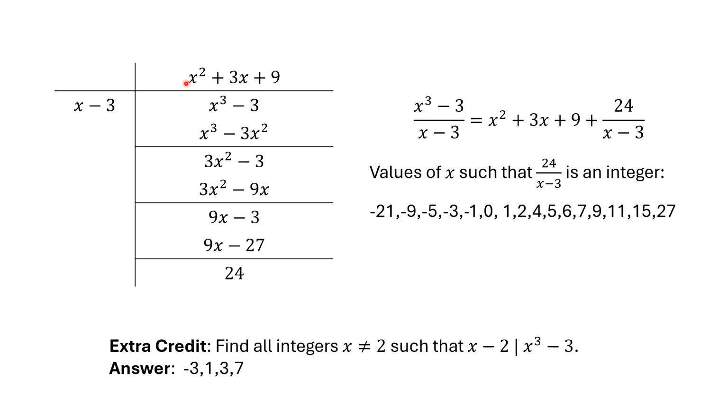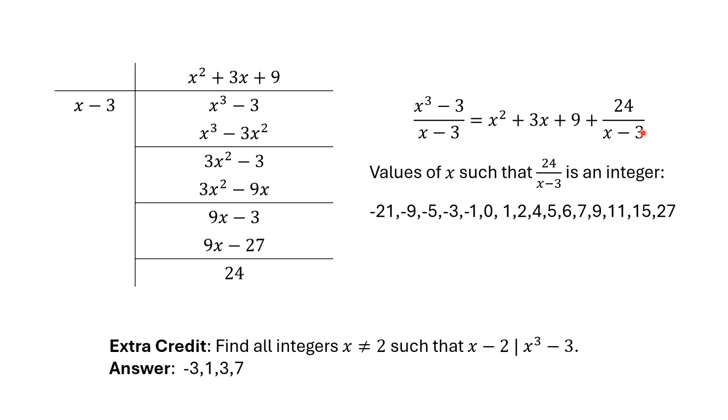Then we multiply 3x times this in order to eliminate this 3x squared, and we get 3x squared minus 9x. Then we subtract this from this, and we get 9x minus 3. We multiply this 9 times x minus 3 to get this here. We subtract, and we get 24. So the result of this means that x cubed minus 3 divided by x minus 3 equals this here, x squared plus 3x plus 9, and then a remainder of 24 divided by x minus 3.